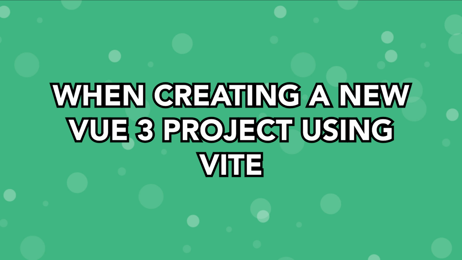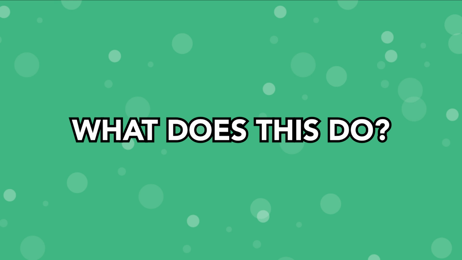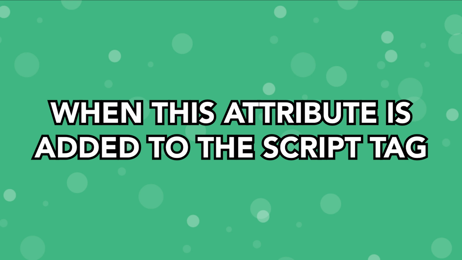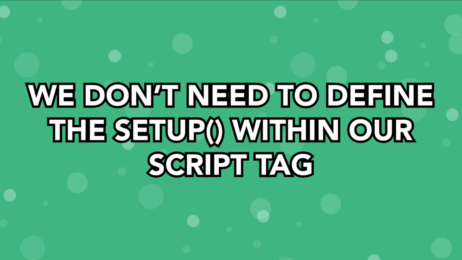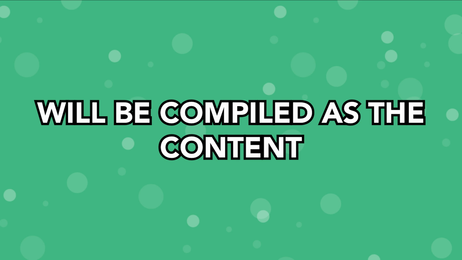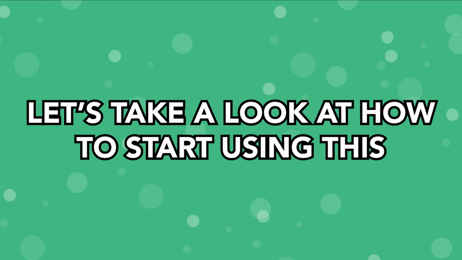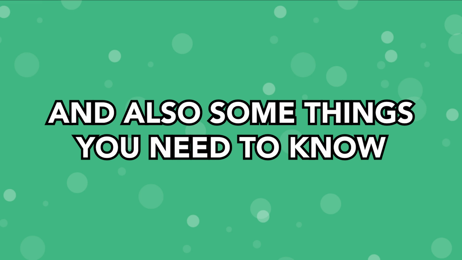When creating a new Vue 3 project using Vite, you may have noticed that the app now comes generated with an attribute on our script tag called setup. So what does this do? When this attribute is added to the script tag, we no longer have to define the setup function within our script tag. So the code inside of the script tag is now going to be compiled as the content of the component setup function. So let's take a look at how to get started using this new attribute and also some of the things that you need to know.